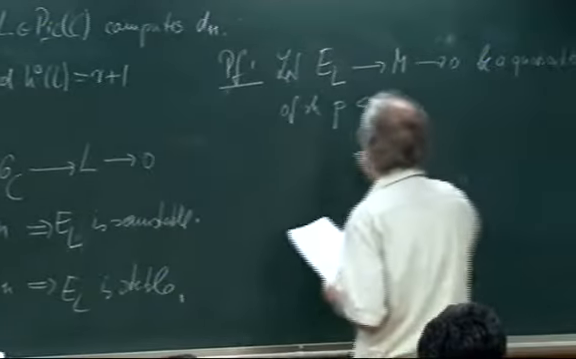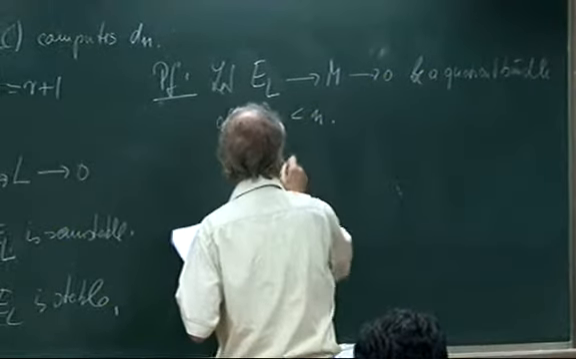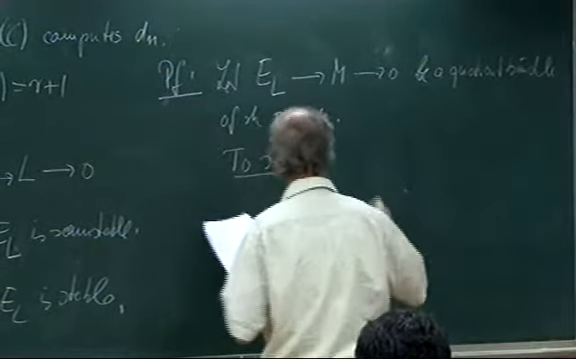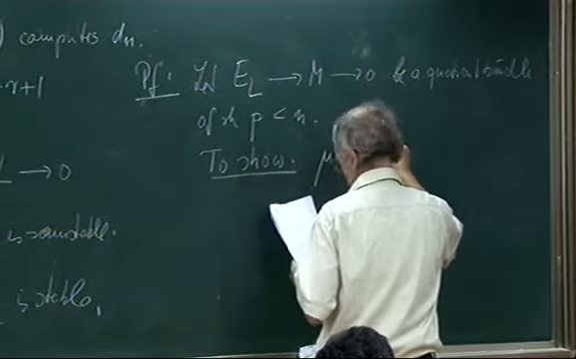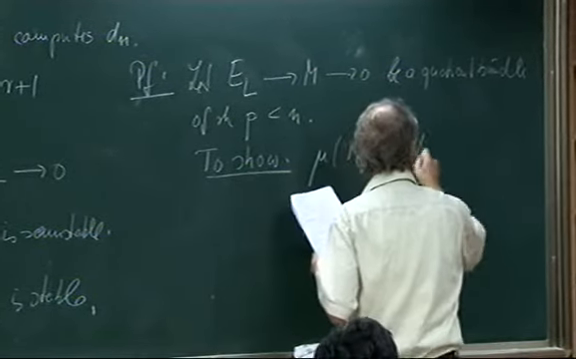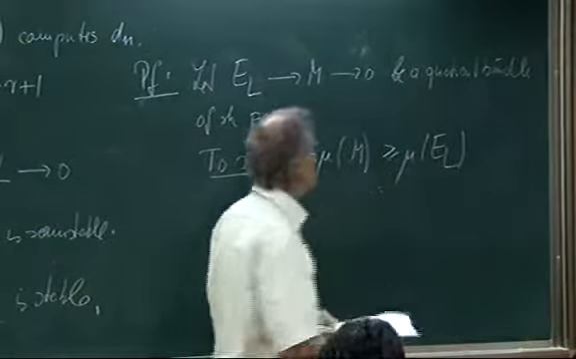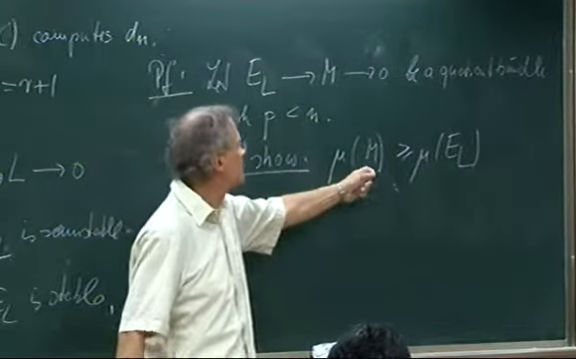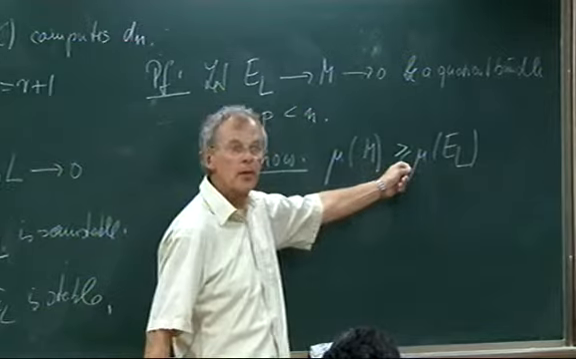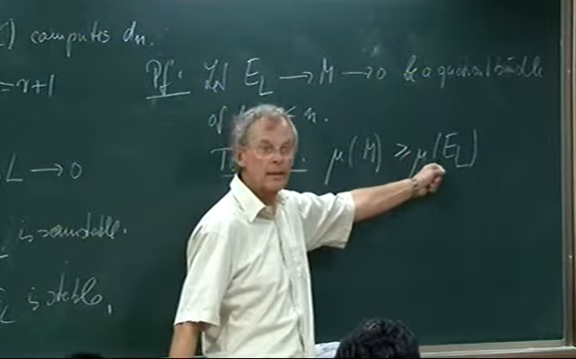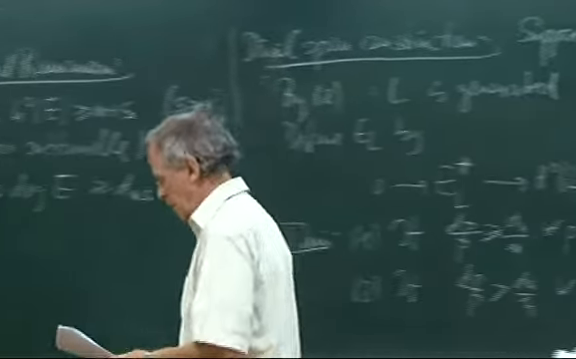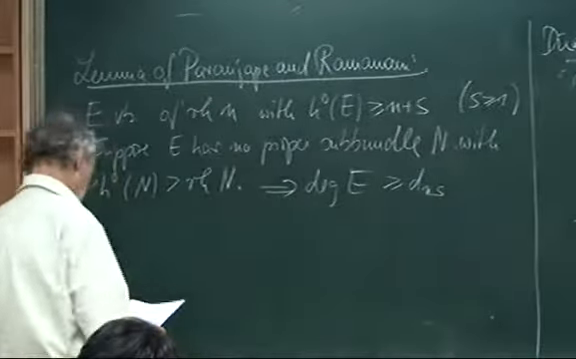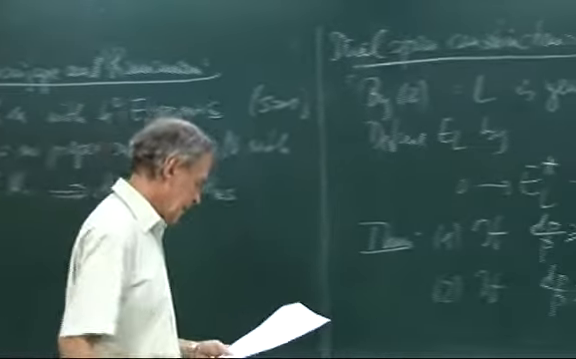So what do we have to show? We have to show that mu of M is actually greater or equal to mu of EL. For subbundles, the definition was if you have a subbundle, then the slope is less or equal to the slope of the bundle, and for quotient bundles, the opposite inequality.